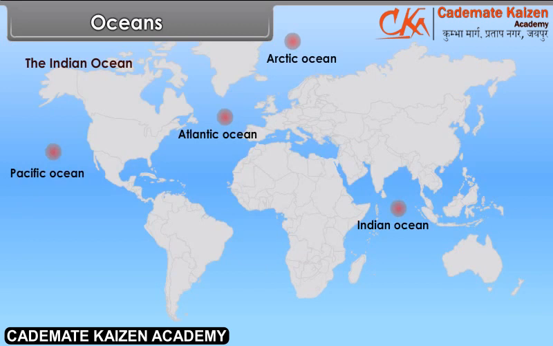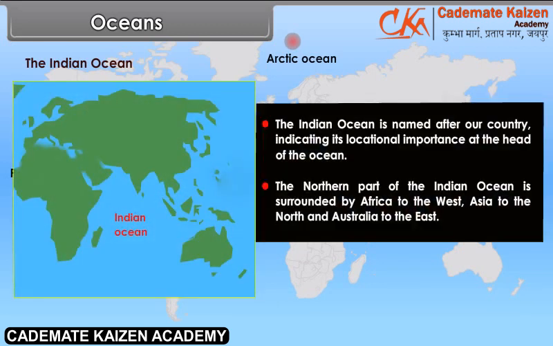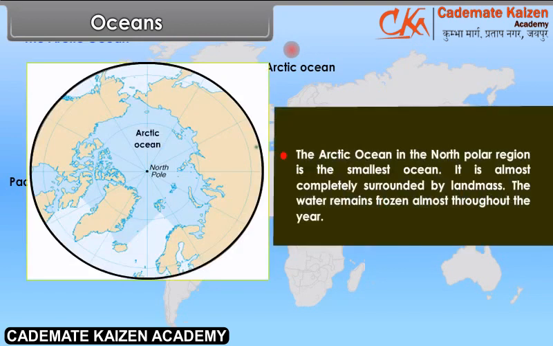The Indian Ocean. The Indian Ocean is named after our country, indicating its locational importance at the head of the ocean. The northern part of the Indian Ocean is surrounded by Africa to the west, Asia to the north, and Australia to the east. The Arctic Ocean. The Arctic Ocean in the North Polar region is the smallest ocean. It is almost completely surrounded by land mass. The water remains frozen almost throughout the year.